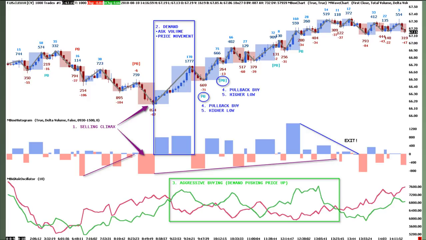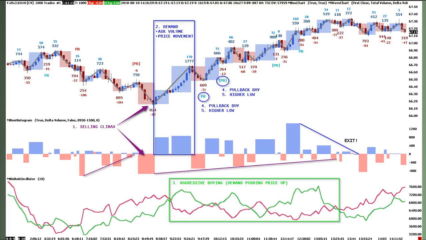Next slide. All right, so here we're looking at Sierra Chart's chart here. It's a 1,000 tick chart, 1,000 trades per bar. And I'm going to go through the criteria used for making a trade here.